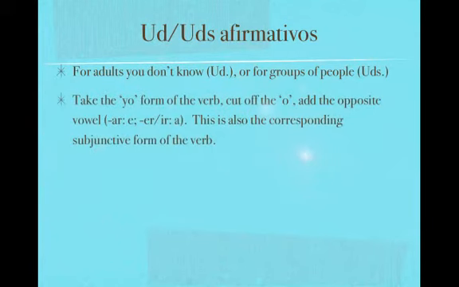Okay, to form it, you do exactly what you do for the tú negative commands or for the subjunctive. Take the yo form of the verb, cut off the o, add the opposite vowel. For AR verbs, that's an E, and for ER and IR verbs, that's an A. This is also the corresponding subjunctive form of the verb, so just as a reminder for those of you who've learned the subjunctive already. With ustedes, you're going to add an N to the end. That's true actually for negatives as well, that we'll see in a minute. The only difference between usted and ustedes commands is that N.